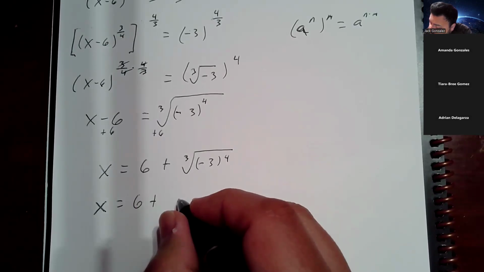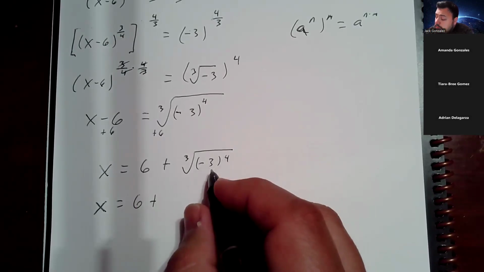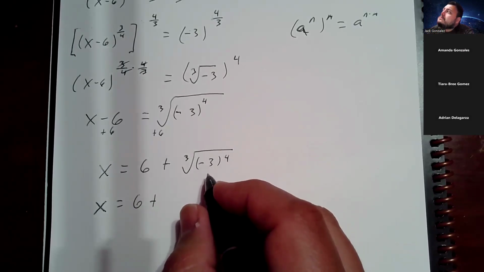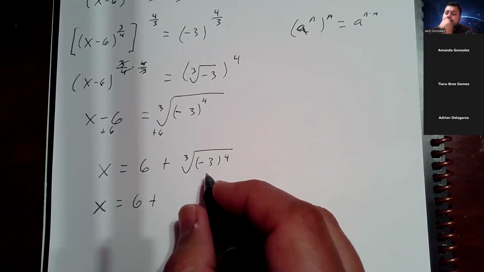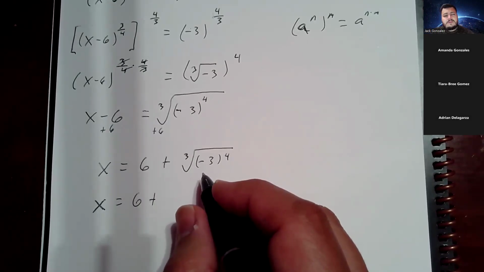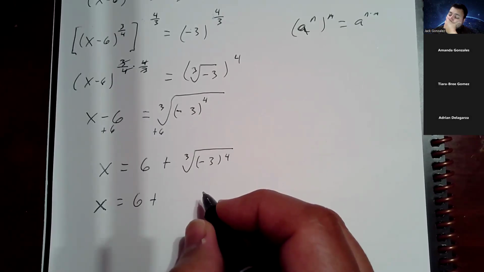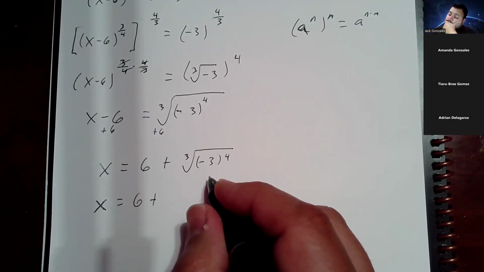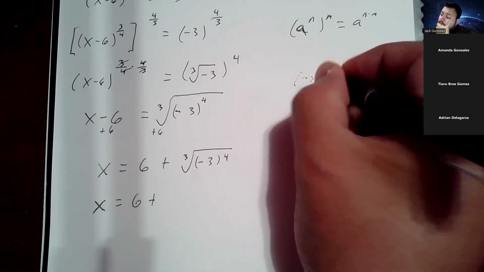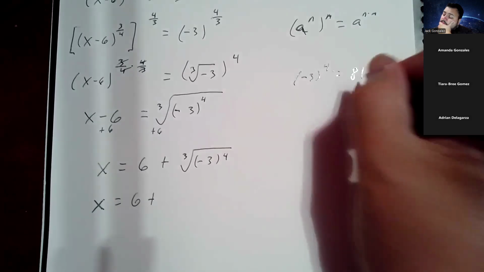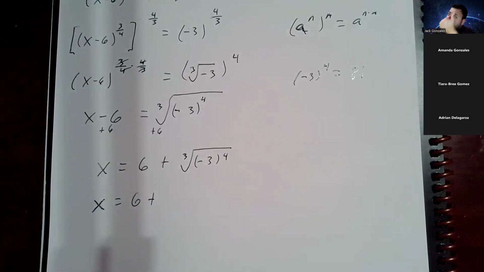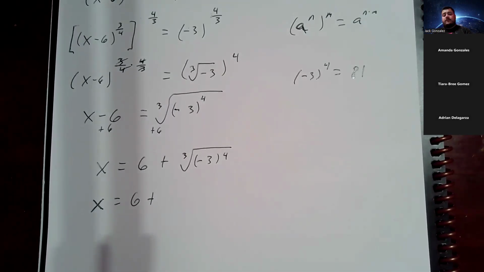What we could do, hmm, it shouldn't be negative anymore because it's going to be 4 of them. I'm trying to think of an easy way to explain this. Here, we know that this is going to be 81, positive. 3 times 3 is 9, times 3 is 27, times 3 is 81, correct?